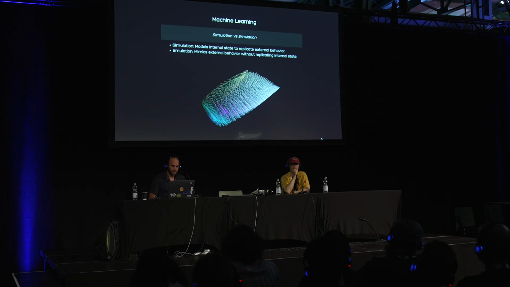And in a way, this brings us to simulation versus emulation, and I think this is also the core of the big difference between traditional computer vision and image processing algorithms and the new machine learning algorithms: distinguishing between simulation and emulation. Simulation models the internal state to replicate external behavior. And emulation mimics only the external behavior without replicating the internal state. So this sounds a little bit abstract, but we can fill this with an example which we all in the film industry have a handle on.